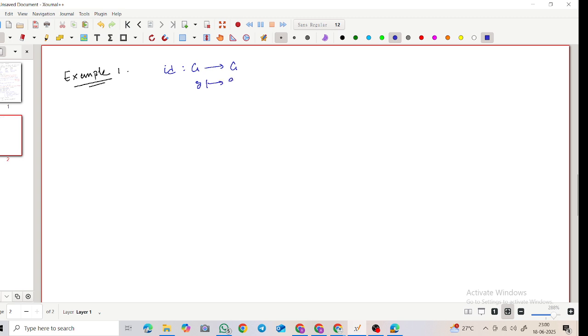The identity map. Okay. You are sending each element to itself. So the identity map is a group homomorphism from a group to itself.